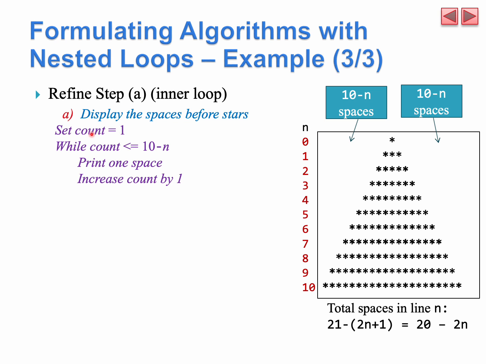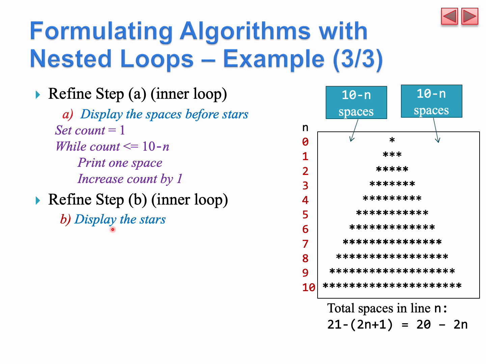So we define this step A into these steps. First, set variable count to 1. Then while count is less than or equal to 10 minus n, print 1 space and increase count by 1.